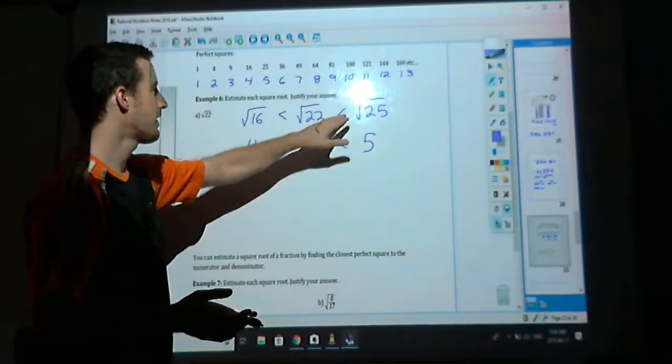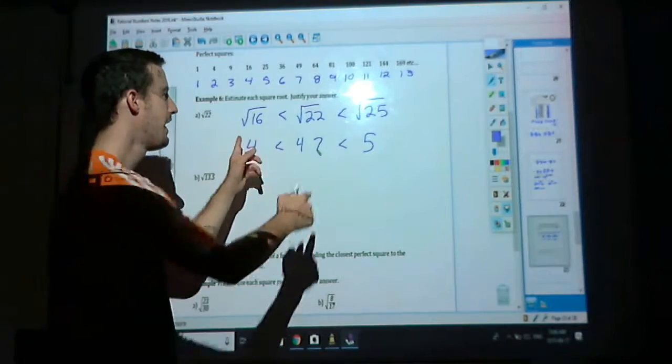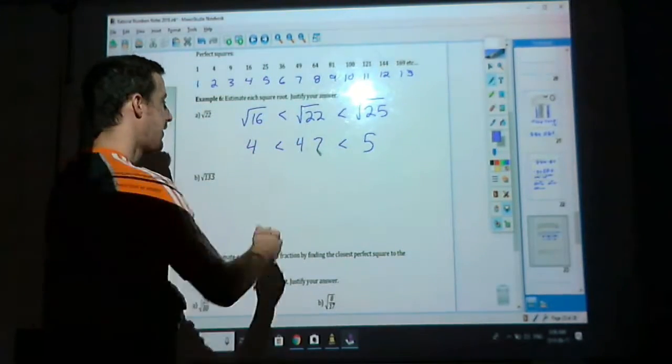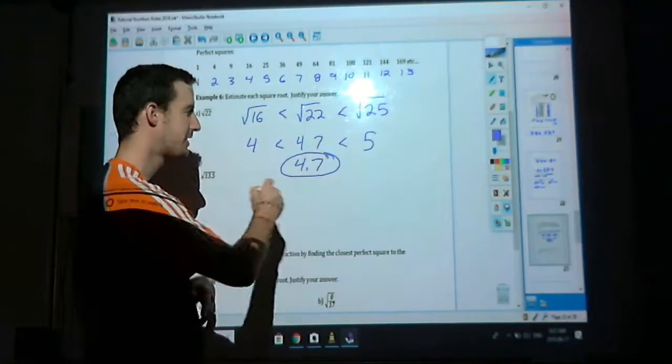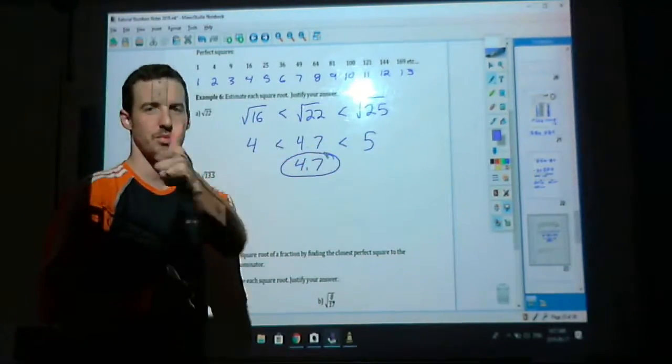You have justified your answer by showing that the square root of 16 is 4, the square root of 25 is 5, and your number is somewhere in between. That's all, okay? If you want to be extra clear, you could rewrite it underneath, circle it, underline it. Doesn't matter. If you did this, though, I would mark this 100% correct.